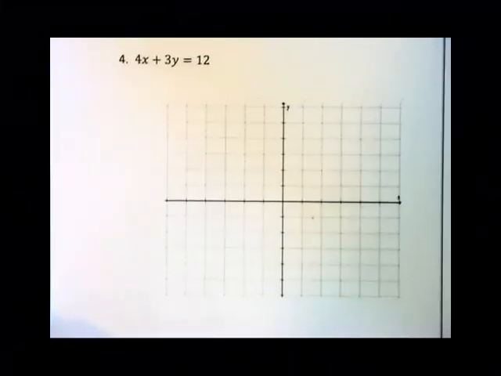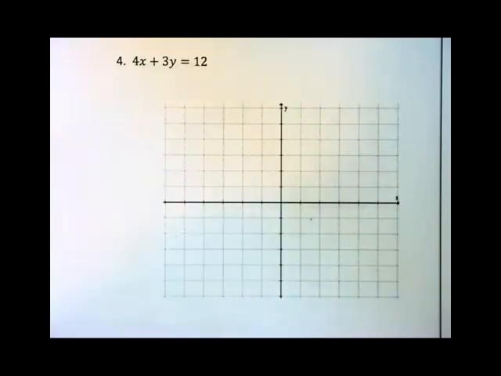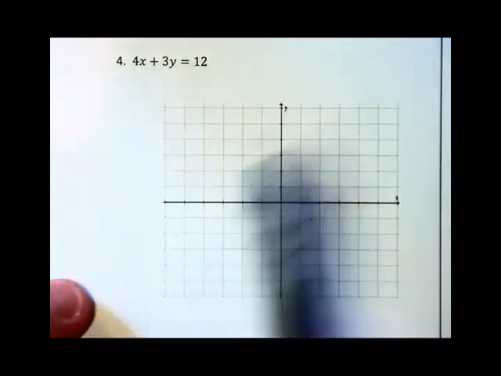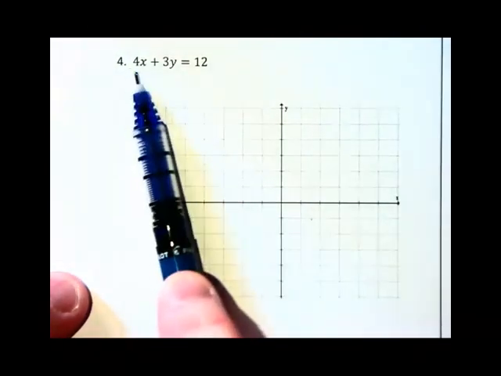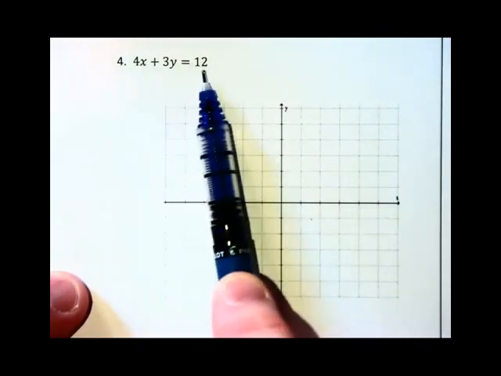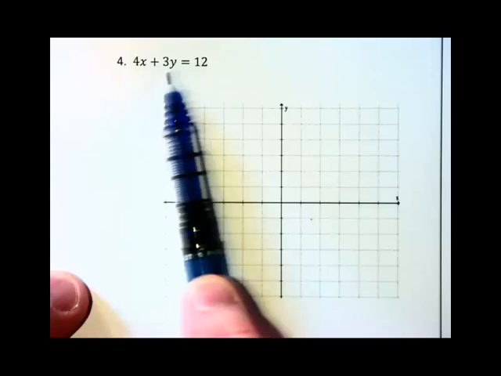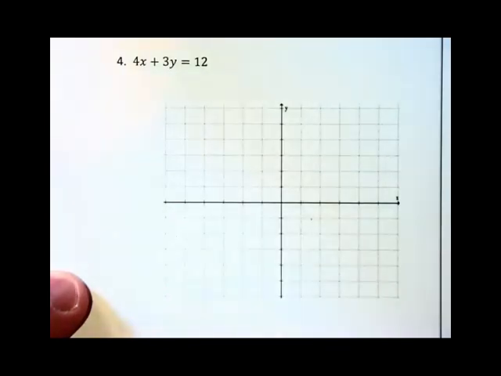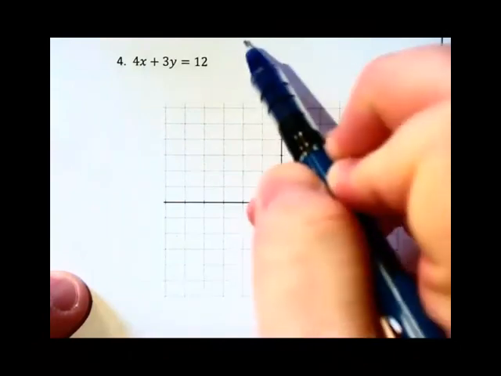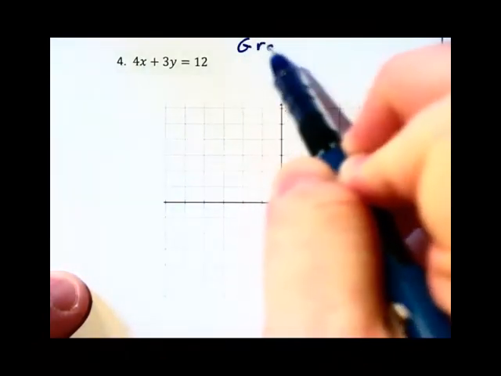We move to problem number 4, and we notice that it is not of the form y equals. This is in what's called standard form: Ax plus By equals C. The x's and y's are on the left, and there's a constant on the right. Now we could rearrange it to y equals form, but when it's in this standard form, I like to graph.